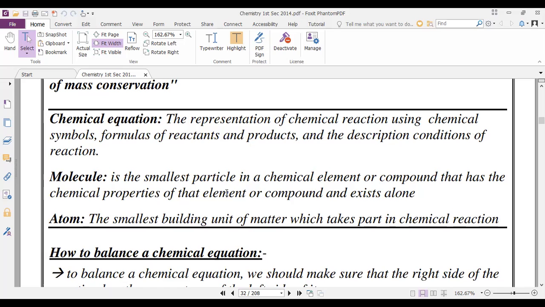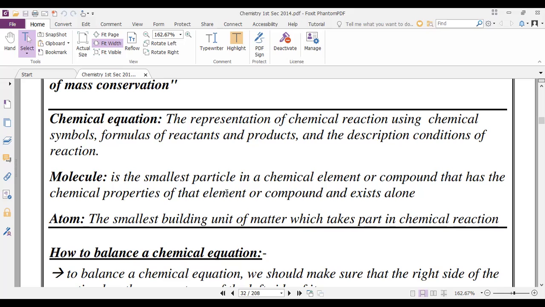Okay, what's meant by molecule, and what is the difference between molecule and atom? Molecule is the smallest particle in a chemical element or compound that has the chemical properties of that element or compound and exists alone. So molecules of a substance can keep its properties and can exist individually. Okay, this is the meaning of molecule.